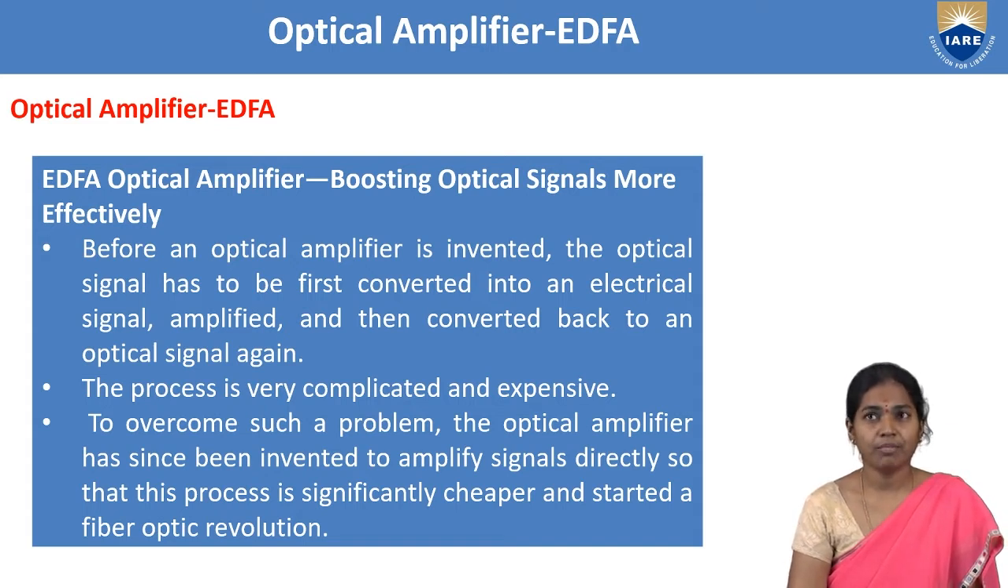Before the optical amplifier was invented, the optical signal had to first be converted into an electrical signal, amplified, and then converted back into an optical signal, into light energy again. The process is very complicated and expensive. To overcome such problems, optical fiber amplifiers were invented to amplify signals directly, which is significantly cheaper and started the fiber optic revolution.